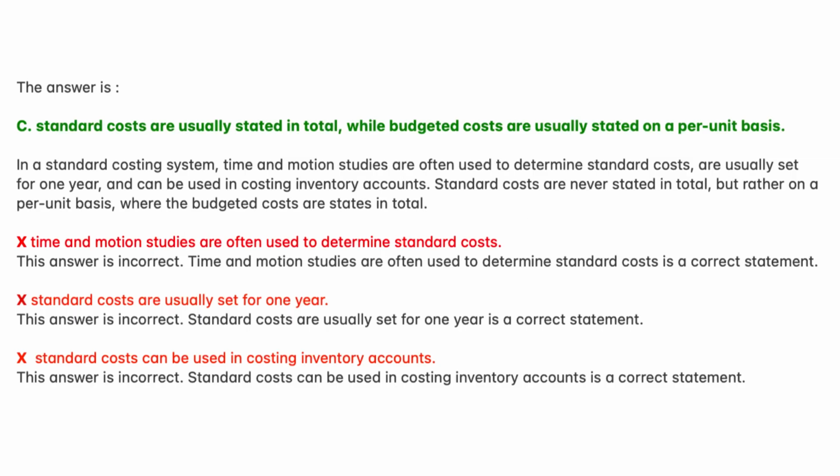The answer is C. Standard costs are usually stated in total, while budgeted costs are usually stated on a per unit basis. In a standard costing system, time and motion studies are often used to determine standard costs, are usually set for 1 year, and can be used in costing inventory accounts. Standard costs are never stated in total, but rather on a per unit basis, whereas budgeted costs are stated in total.